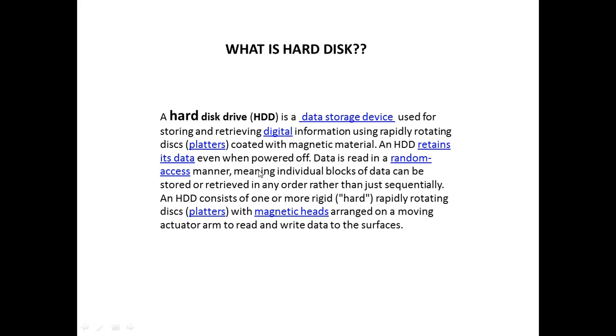An HDD consists of one or more rigid, rapidly rotating disk platters, we'll see about it later on, with magnetic heads on a moving actuator arm to read and write data to the surfaces. A platter has two surfaces, we'll have a look at it later on. Now let's see some of the hard disk properties.